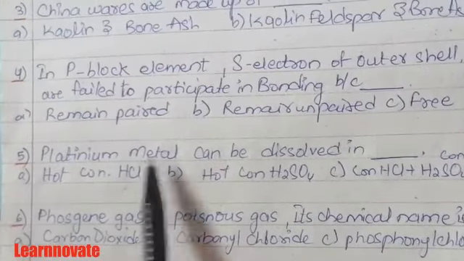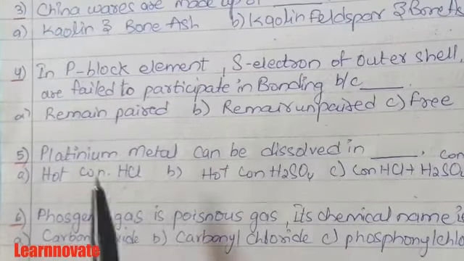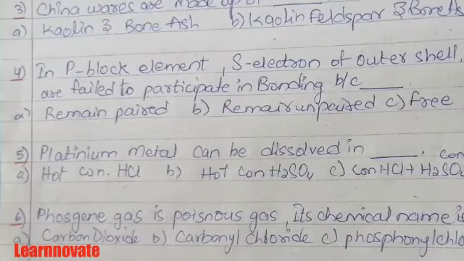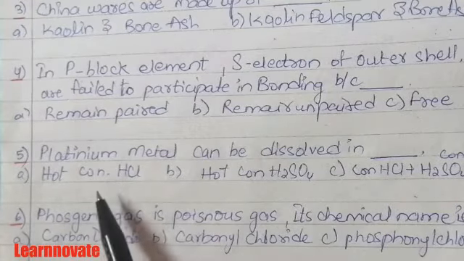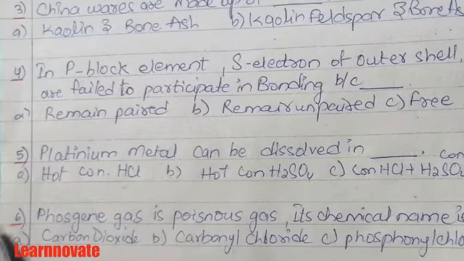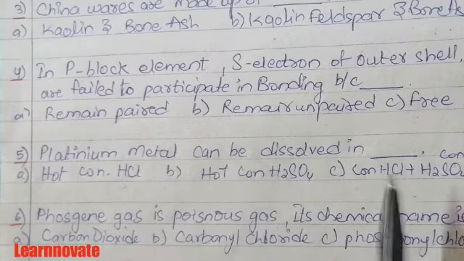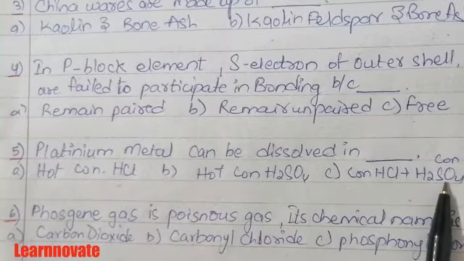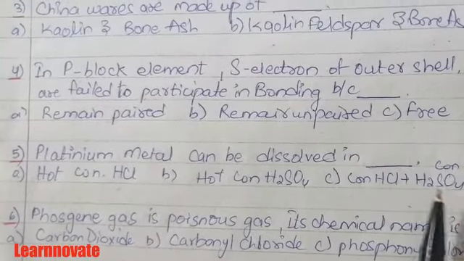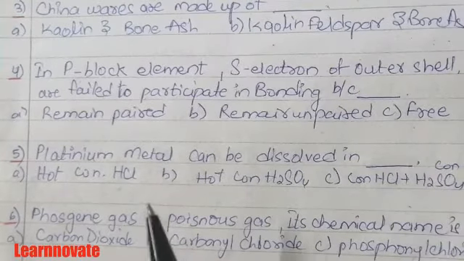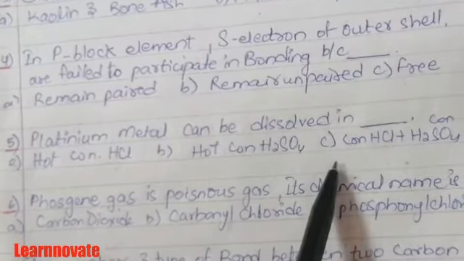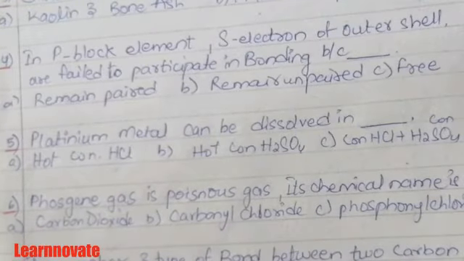Question number 5. Platinum can be dissolved in dash. Platinum is a noble metal, and it is only dissolved in aqua regia, or royal water. Aqua regia is the mixture of concentrated hydrochloric acid and concentrated nitric acid, which can dissolve noble metals like gold and platinum. So the answer is C for question number 5.